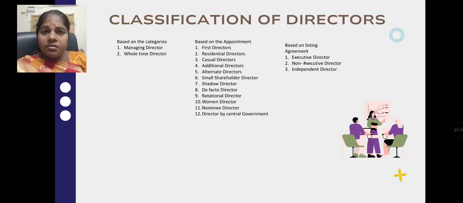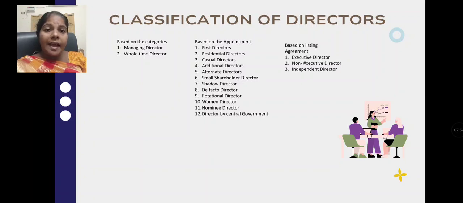Nominee director. So who is this nominee director? A nominee director is a person who is appointed by a third party. This third party can be a debenture holder, or a banker or a financial institution. Because they have advanced loans to the company, in order to safeguard their interest, they appoint a director for them, who is called a nominee director.